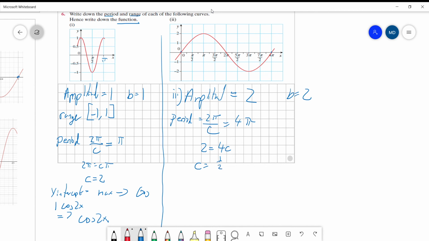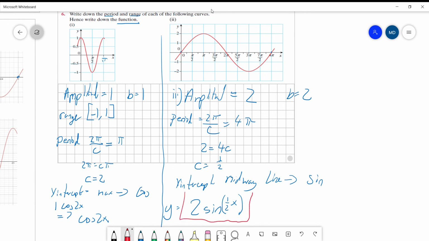Okay, so its y-intercept is at the midway line, or the origin, we'll say the midway line. Getting into that terminology. So we know therefore it's going to be a sine, and it can be expressed as 2 by the sine of half of x, or x over 2. Okay, we could say y equals just to have it as a function, but what's in the red box will get you full marks.